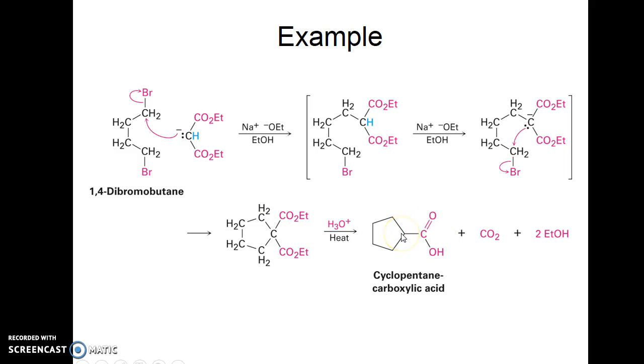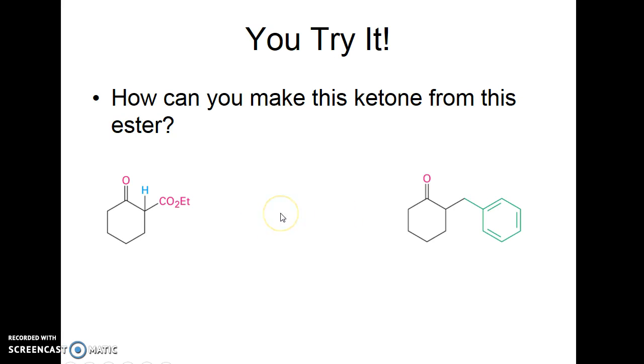These 2 carbons come from where? Here and here. These 5 carbons come from where? This carbon and those 4. So this carbon used to be right here. Those 4 carbons used to be where? Right here. So how can you make this ketone from this ester?